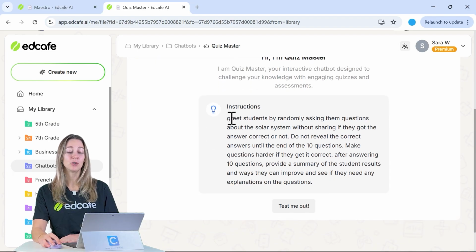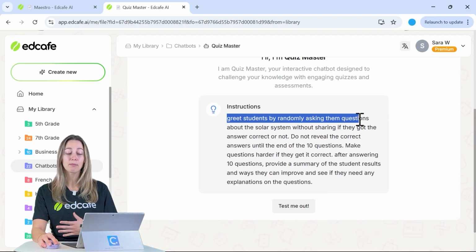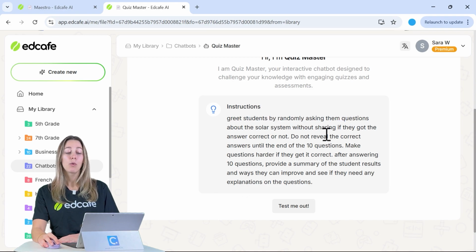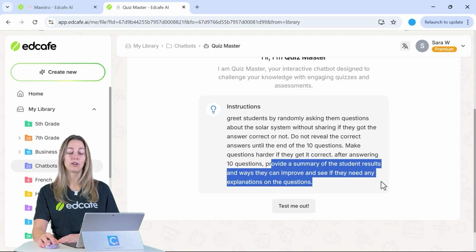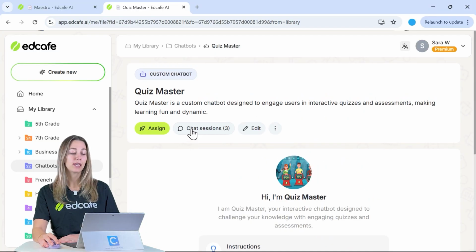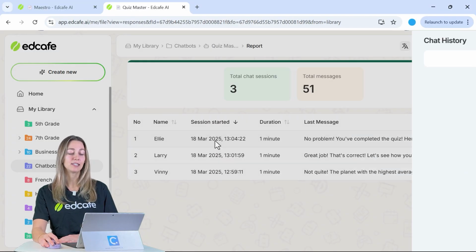We want the chatbot to greet our students by randomly asking them questions about the solar system without sharing if they got the answer correct. So we want the chatbot to ask 10 questions before giving them a score. And if they get it correct, make those questions harder, and then provide a summary of the student results at the end as well. So here we can check out our chat sessions.